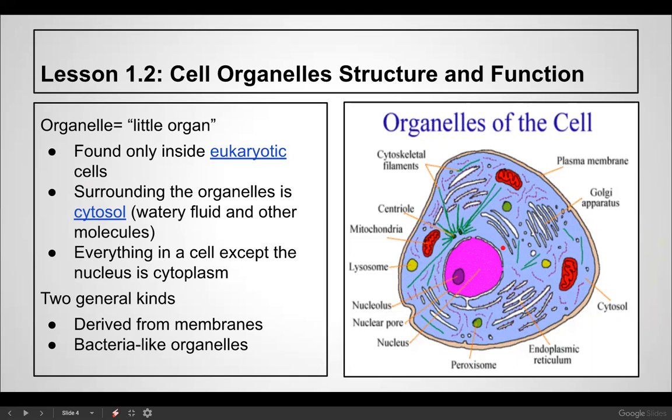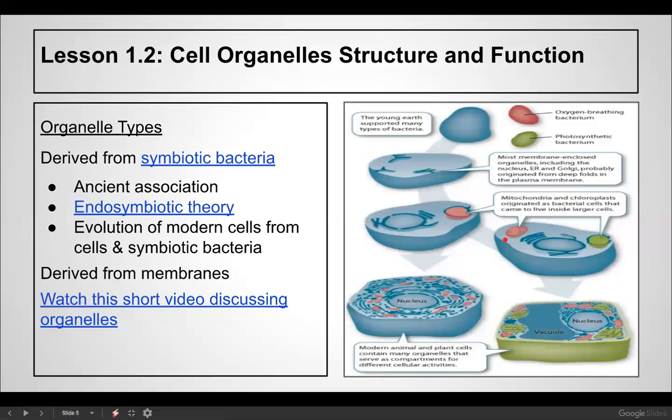Then there are two general kinds of organelles: those derived from the membranes, and bacteria-like organelles. So there are two different types. Cell organelle structure and function. Here are the types. We have symbiotic bacteria, their ancient association, the endosymbiotic theory of how cells arrived, and then the evolution of modern cells from cells in symbiotic bacteria derived from membranes. If you'd like to, you can click on here and watch the video.